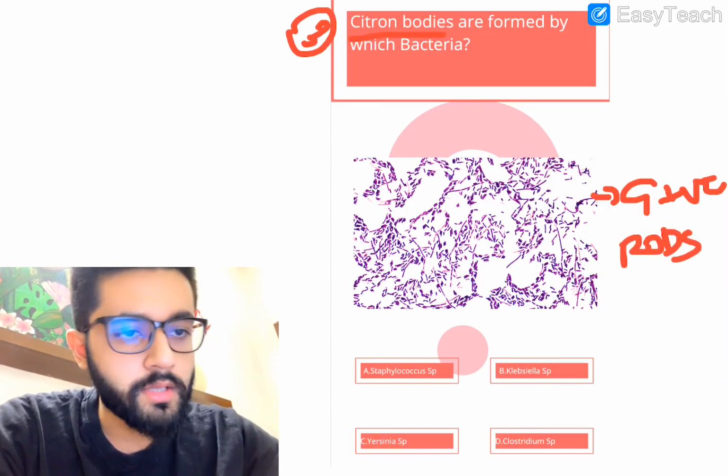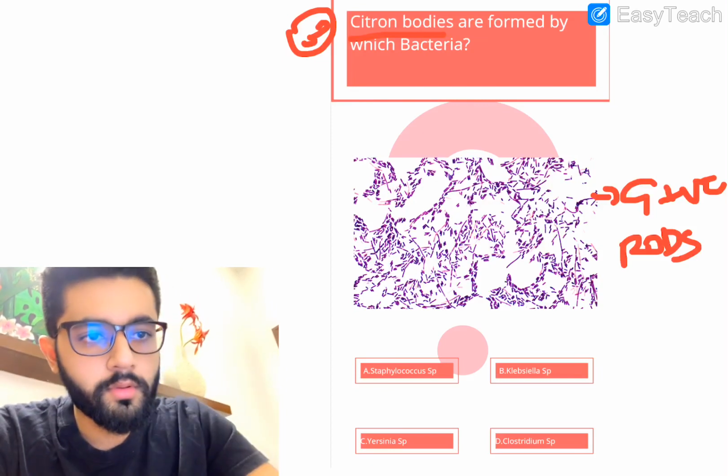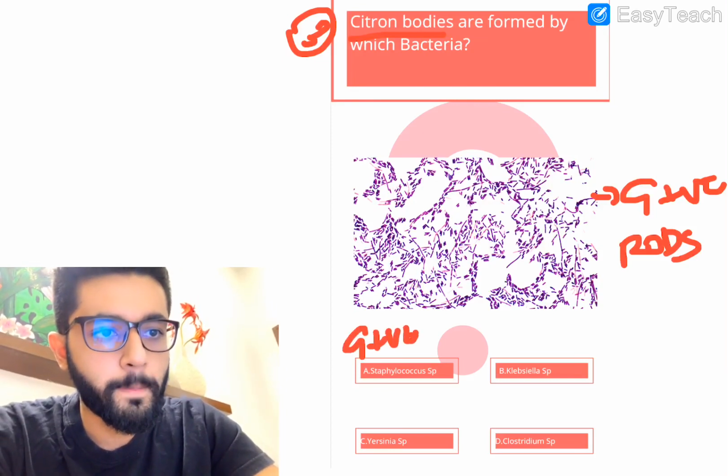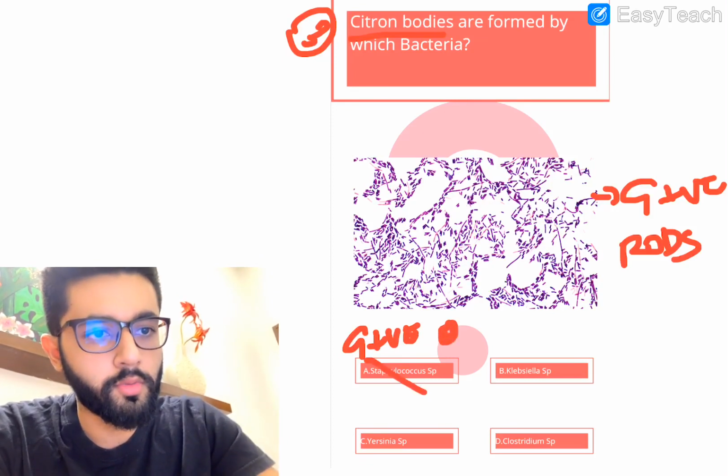So what you can see in this image are gram-positive rods, right? Gram-positive rods. So let's look at the options. So A is staphylococcal species. Staphylococcal is gram-positive cocci, right? So it's not a rod. So that's ruled out.